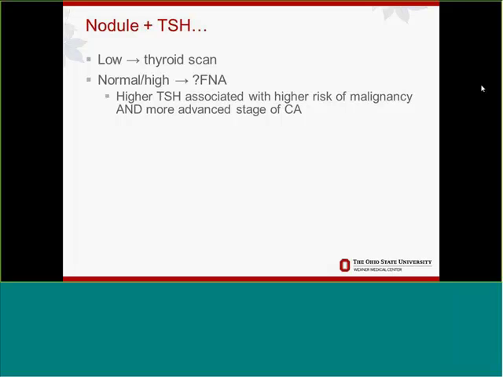The TSH helps us know sort of what the next step should be. So if the thyroid stimulating hormone is low, the next step will be to do a thyroid scintigram or thyroid scan. And I'm going to show you an algorithm in a minute. If the TSH is high, then we have to think about whether or not we need to do a fine needle aspiration. Notably, the higher the TSH, the more likely it is to be malignant, and the more advanced the malignancy is.